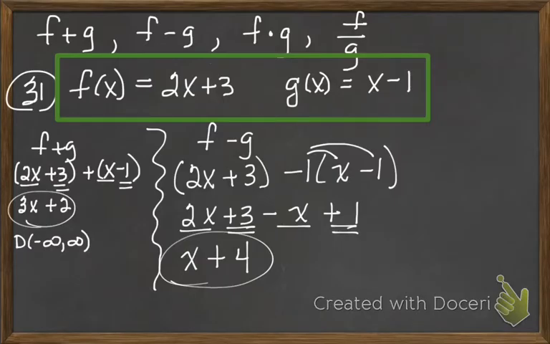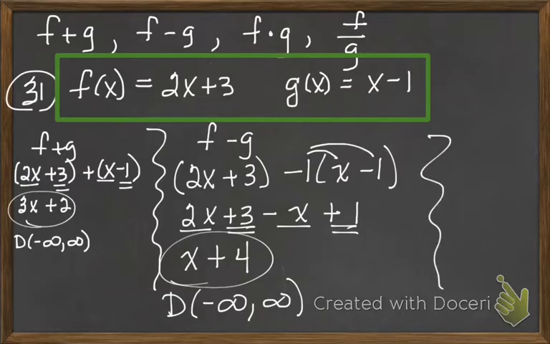Any x's in the denominator? Any x's under square roots? No, so your domain would be from negative infinity to positive infinity. Then they're going to ask you to multiply the two functions. Again, you know how to add, you know how to subtract, you know how to multiply, and you know how to divide. It's just a different type of notation. So we're going to multiply now.